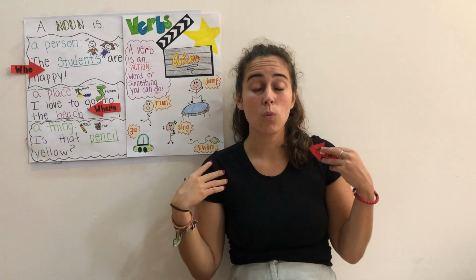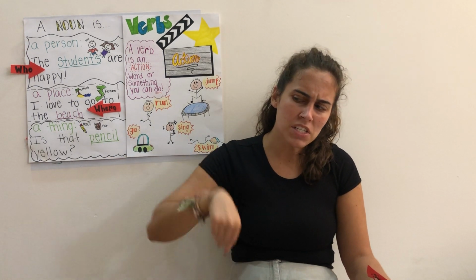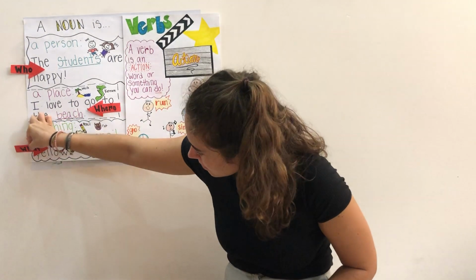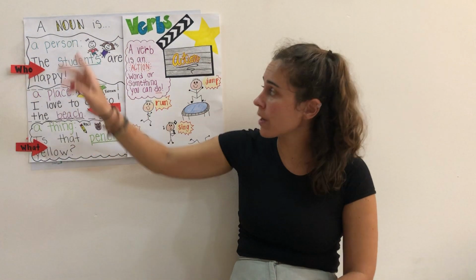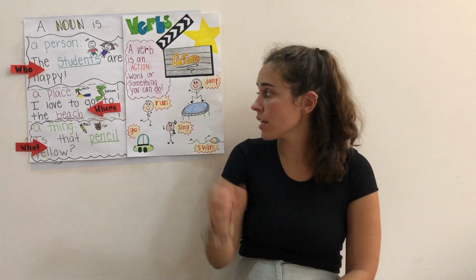And finally, what? When I ask the question, what are you holding? What are you doing with that soccer ball in your hand? What is it that you are eating? I'm talking about a thing, right? So another way to write person, place, or thing is who, where, and what.